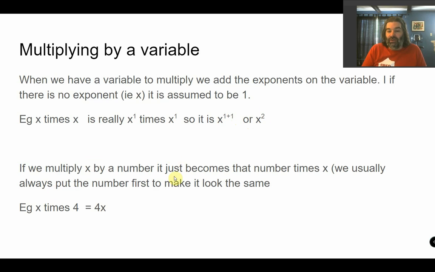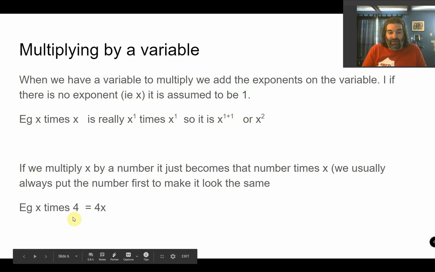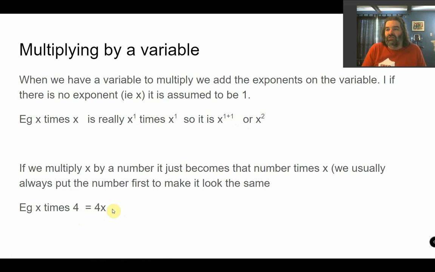So if we multiply x by a number, it just becomes that number times x. It doesn't change the number. 4 times x is 4x. We usually just put the number first, just so that it all looks the same and it's easier to see. So numbers only affect numbers, variables only affect variables.